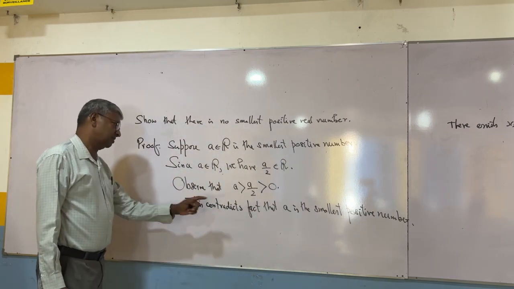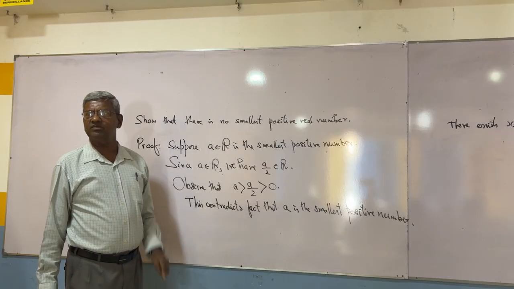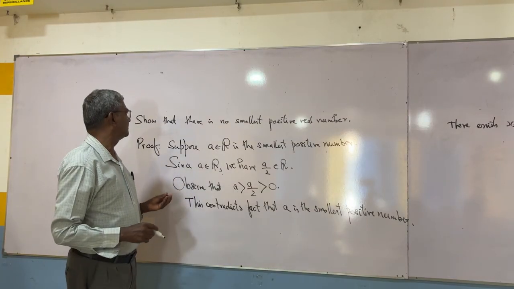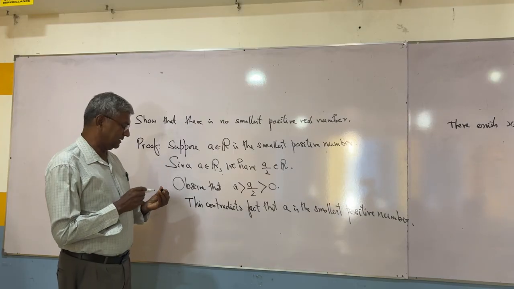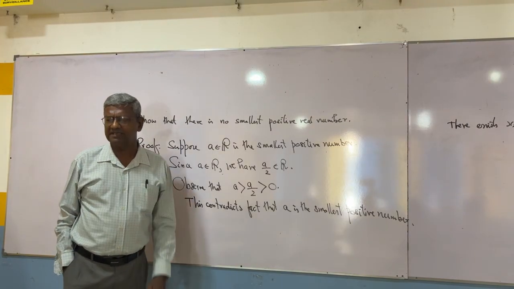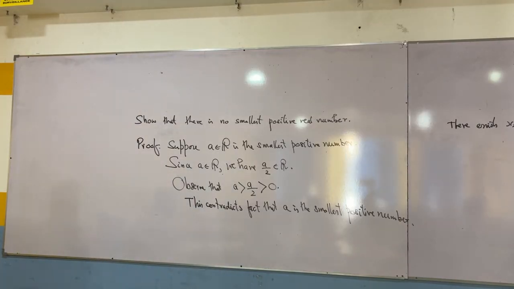This contradicts the fact that A by 2 is less than A, and A by 2 is also positive. So good, thank you for the proof. There is no smallest positive number. That's why I told you it's very important for you to read this. You are not just learning geometry from the first chapter, you are learning why you should learn analysis.